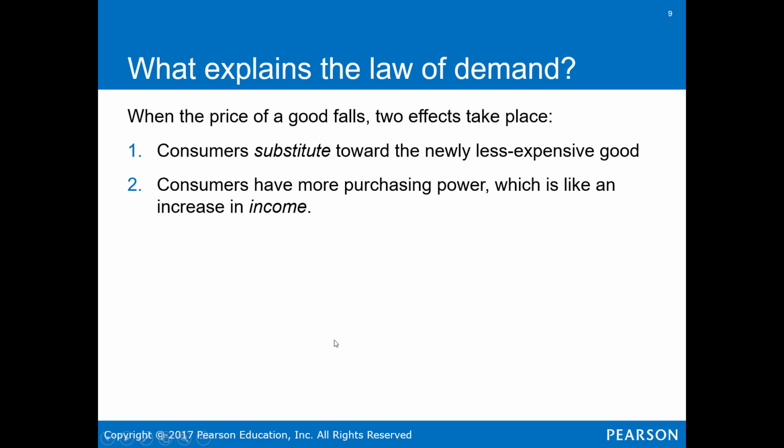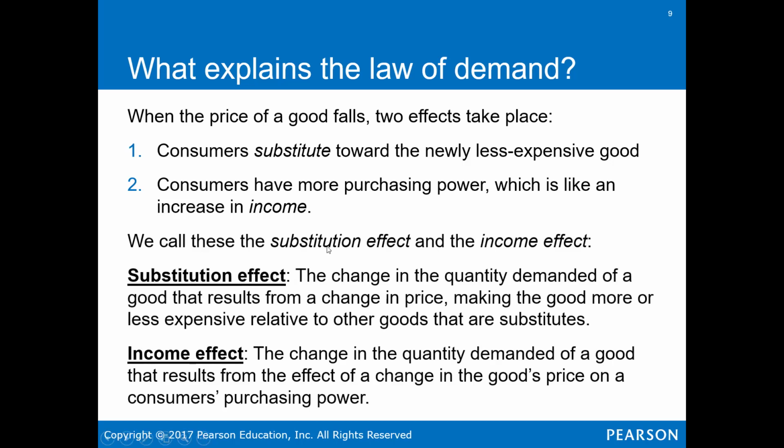What else explains the law of demand? When the price of a good falls, two effects take place. Consumers substitute toward the newly less expensive good, and consumers have more purchasing power, which is like an increase in income. We call these the substitution effect and the income effect. The substitution effect is the change in the quantity demanded for a good that results from a change in price, making the good more or less expensive relative to other goods that are considered substitutes.